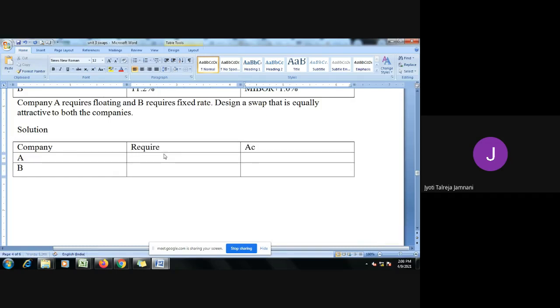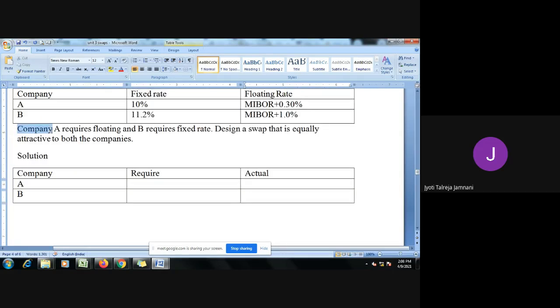Require and actual. Here in the question, Company A requires a floating rate. So for A, he requires floating, and Company B requires a fixed rate. So for B, it requires fixed. What in actual, what they require, we never give them. So in actual, we will give fixed to A, and B requires fixed, so we will give floating to B.